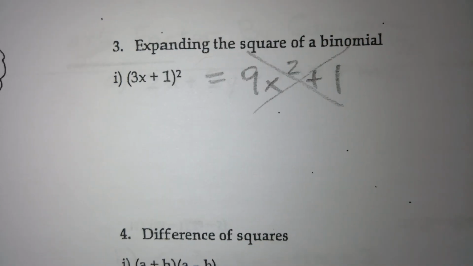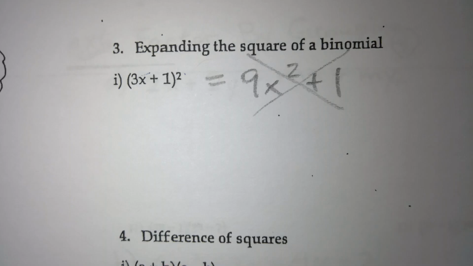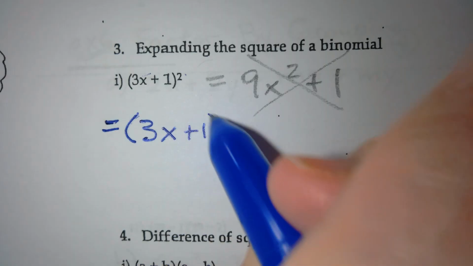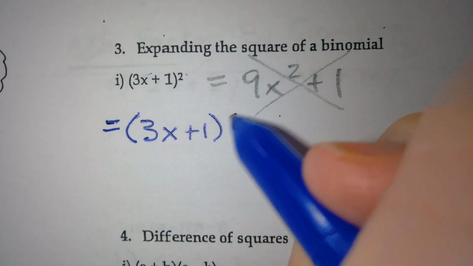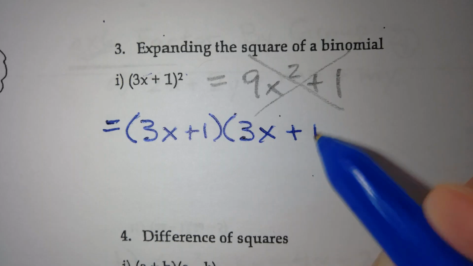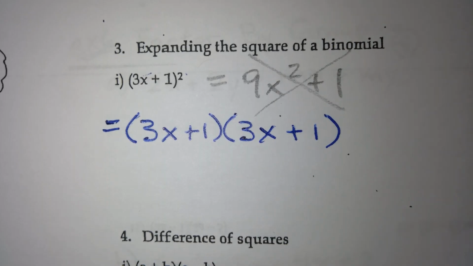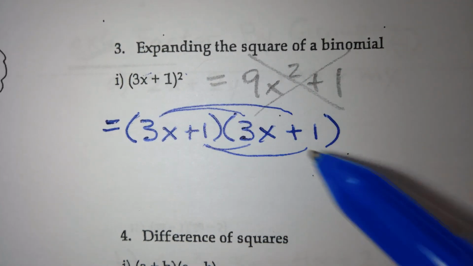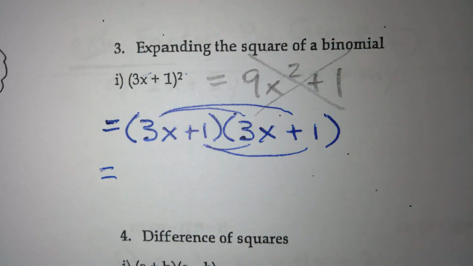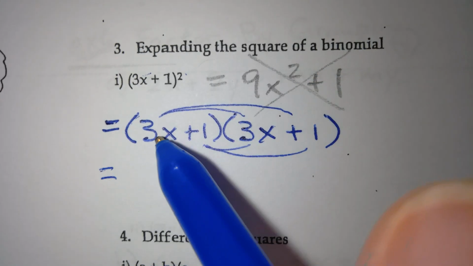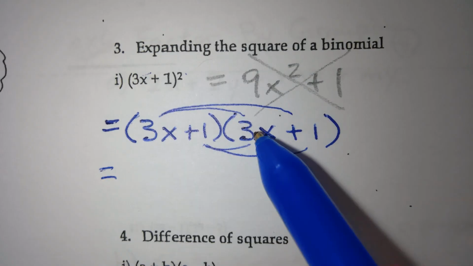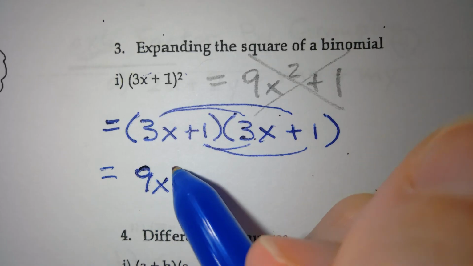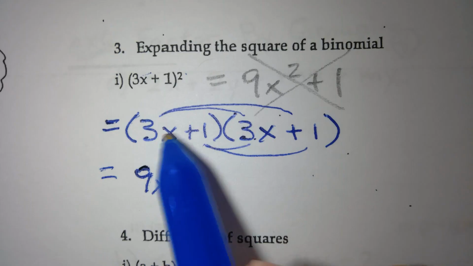People are thinking, I just have to square this and square this. If I were to write this out, it's 3x plus 1 times what? 3x plus 1. Times another 3x plus 1. Let's do our FOIL. First, outside, inside, last. Rashawn, can you help me with this one? 3x times 3x. 9x squared. Good.